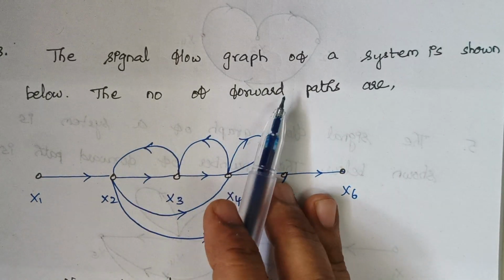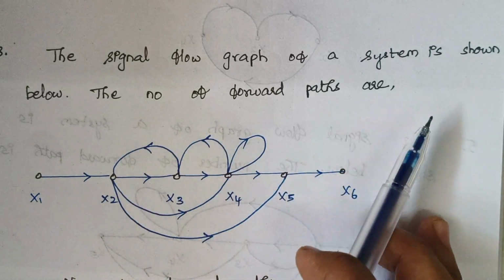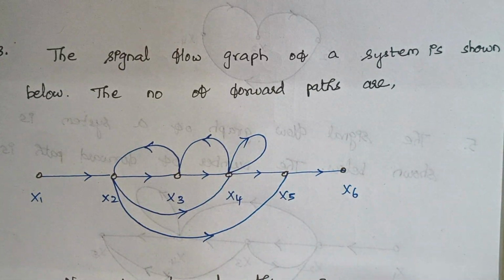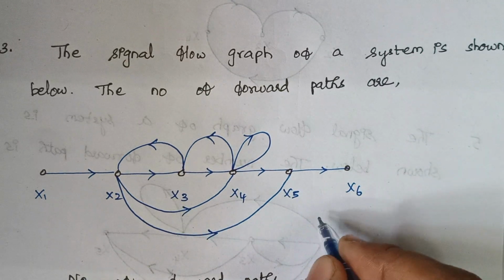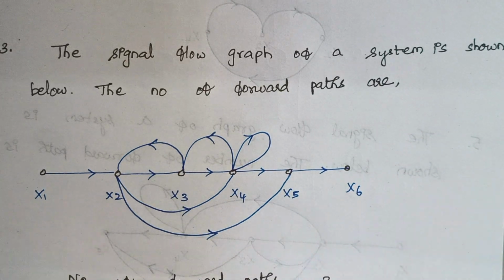The signal flow graph of a system is shown below. The number of forward paths are? So here the signal flow graph is given. We have to count the number of forward paths. As we all know, a forward path starts at one node and proceeds forward, and it will end at some other node.